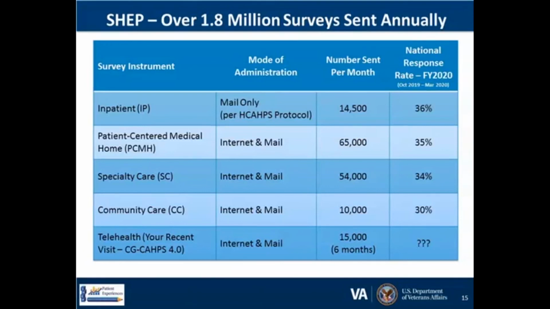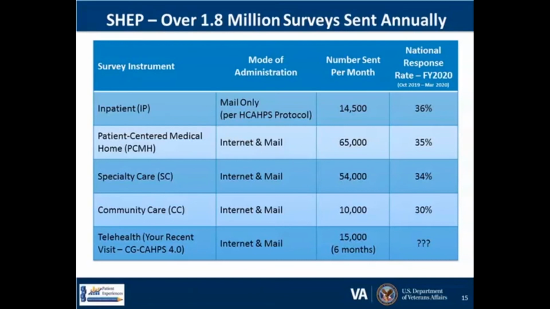We have 4 core surveys and 1 that's in pilot, broken out into various patient care settings. The thing that we'll be going over today would be the inpatient or the HCAHPS protocol, the hospital CAHPS, where we use the HCAHPS survey and data collection protocol. So in primary care, we use the clinician and group survey with the patient-centered medical home item set. In specialty care, we use the clinician and group survey, and specialty care in VA for the SHEP program is defined as those top 9 specialty care clinics by volume.